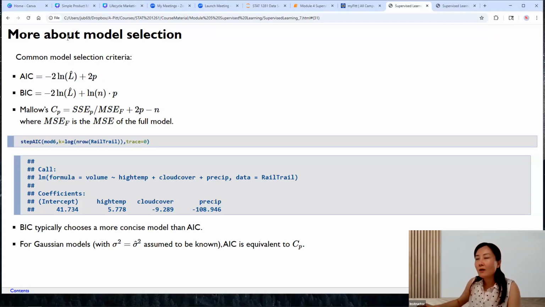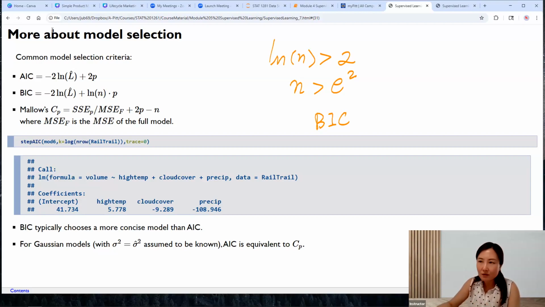So usually log n is greater than 2. As long as n is greater than 7, unless you have an extremely small data set, the BIC has a harsher penalty term than AIC. Consequently, if you use BIC as a metric in model selection, you will usually end up with a smaller, more concise model. Sometimes they give you the same model, but the model using BIC is smaller or equal to the model using AIC.